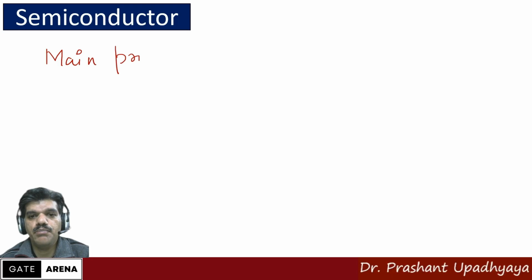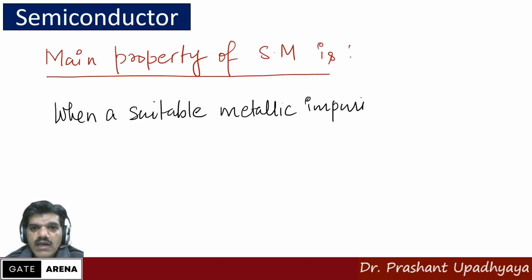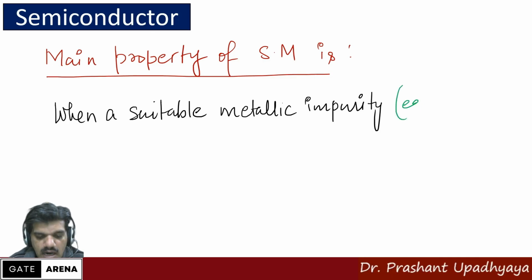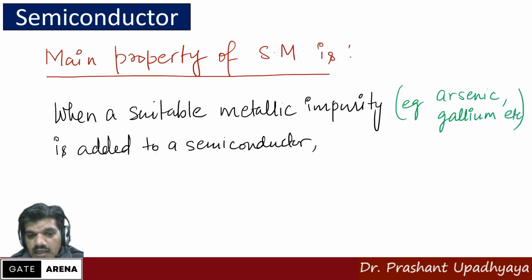Now talking about the main property of the semiconductor. One of the important properties of a semiconductor is that when suitable metallic impurities, for example arsenic or gallium, etc., are added to the semiconductor, its current conducting property changes. It is one of the important reasons why we are using semiconductor materials.